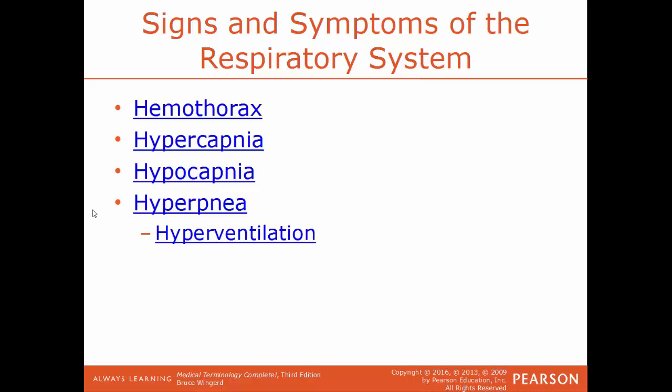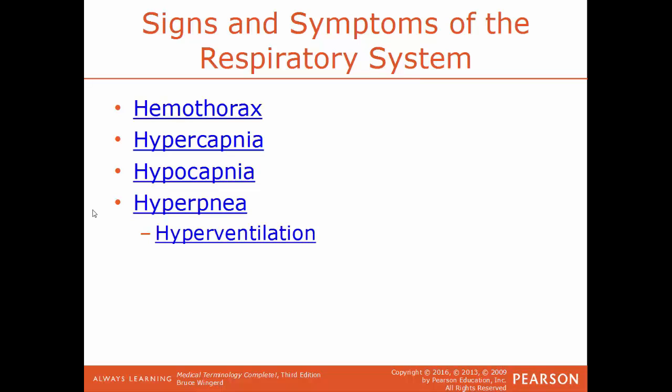See, the next two terms are in relation to the levels of carbon dioxide within the blood. Hypercapnia is having an excessively high amount of carbon dioxide within the blood, and the opposite of that would be hypocapnia, when the levels of carbon dioxide are too low within the blood.